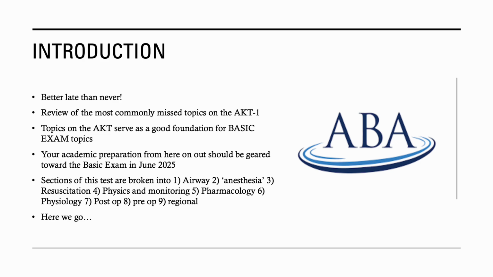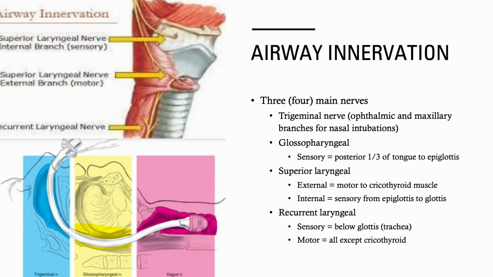All right. So our first keyword topic here is airway innervation. What they want you to know about airway innervation is basically there are 3 main nerves that need to be blocked in case of awake intubation, and 4 if you are going to put the endotracheal tube through the nose. So the first 3 main nerves are the glossopharyngeal nerve, the superior laryngeal nerve, and the recurrent laryngeal nerve. Now, each of these nerves have both sensory and motor components.